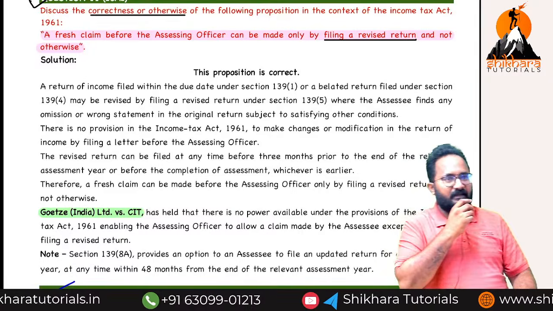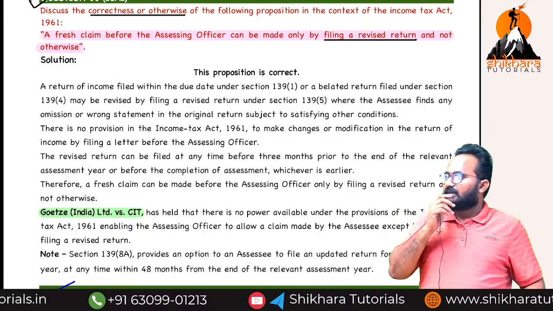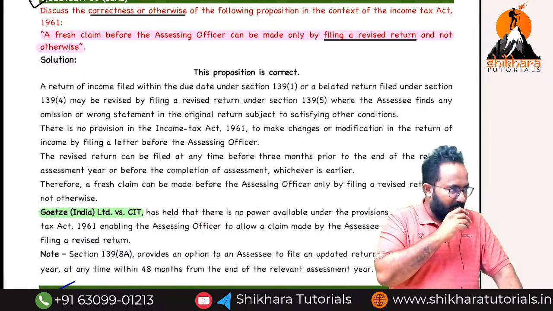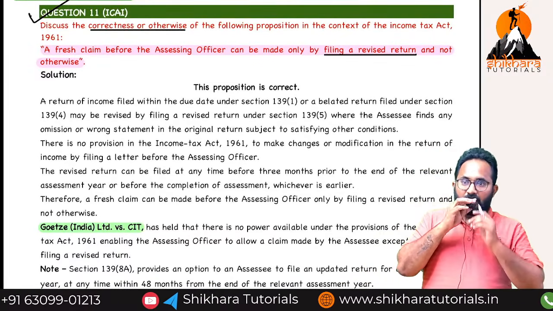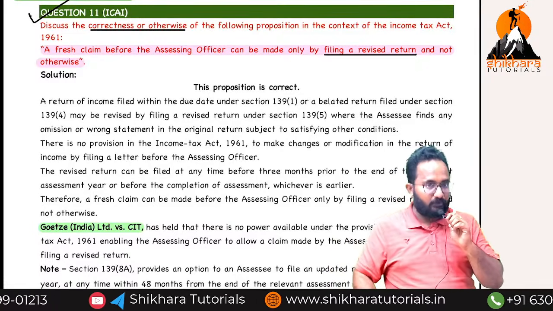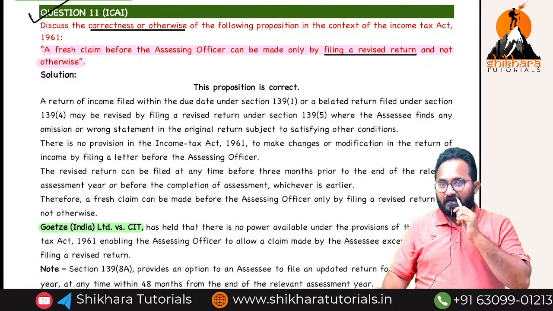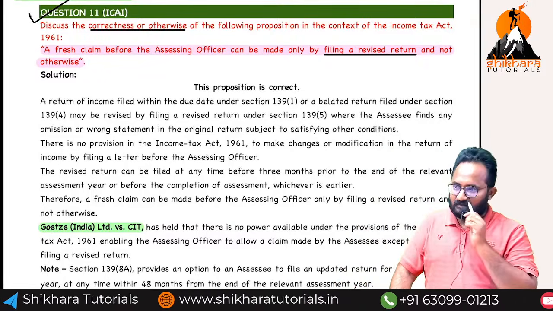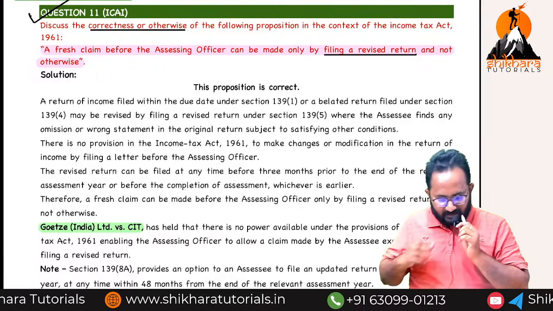Soundarya Nurseries case. If nursery income is there, we can constitute it directly as agricultural income, even though basic operations are not carried on that land also. Even though basic operations are not carried on that land, that income can be treated as what? Agricultural income, directly.